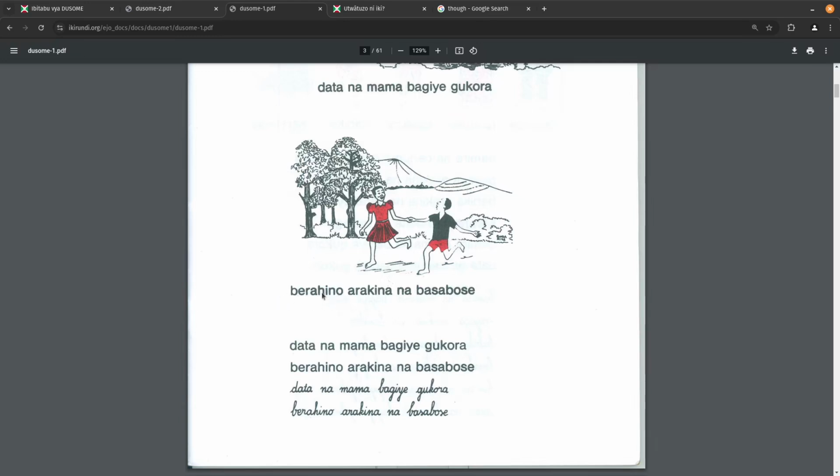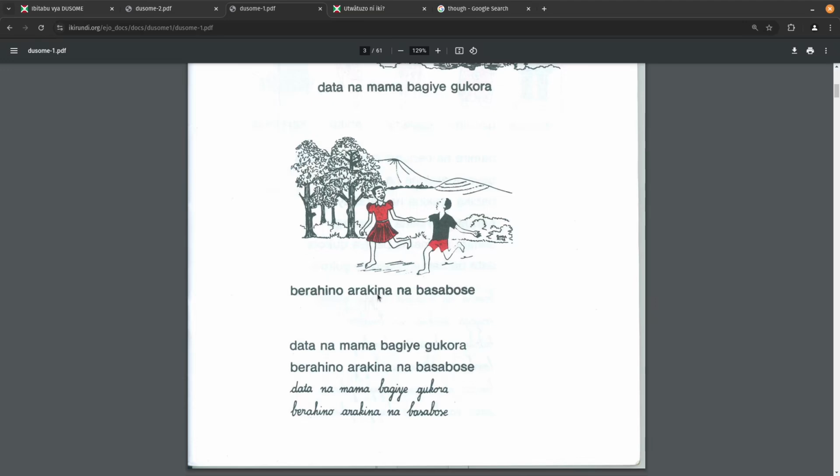Verahino. Verahino is a name. Arakina na basa bose. Verahino arakina na basa bose. And it says that Verahino, this is Verahino, because I believe, if I'm not mistaken, this is a male name.